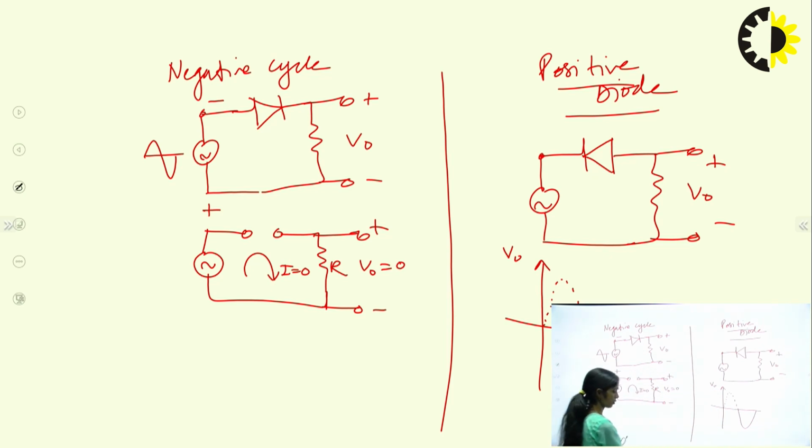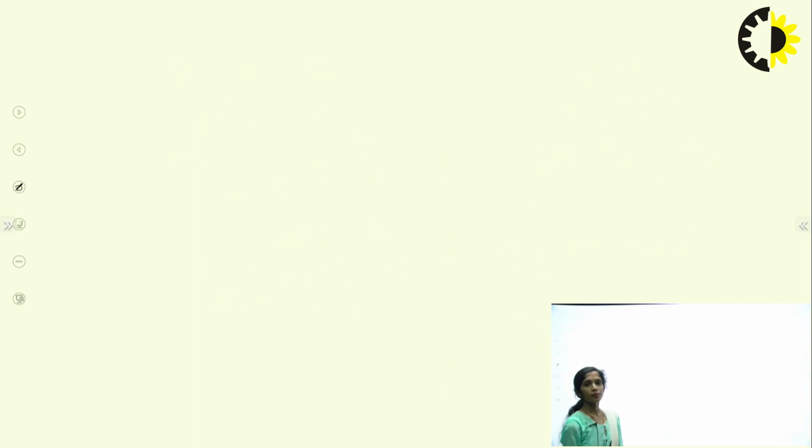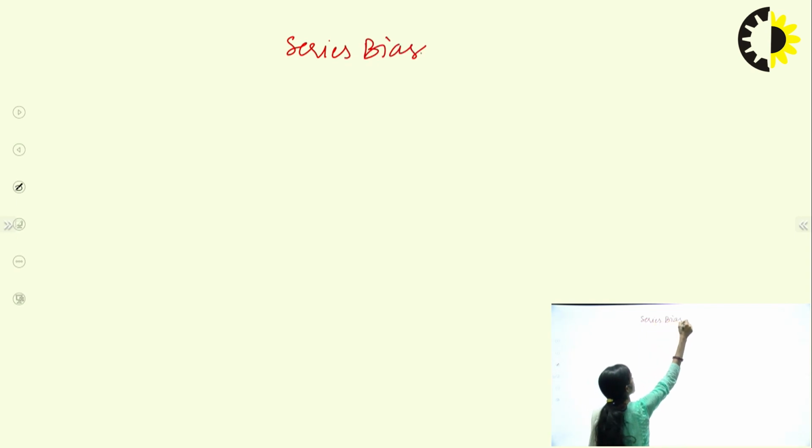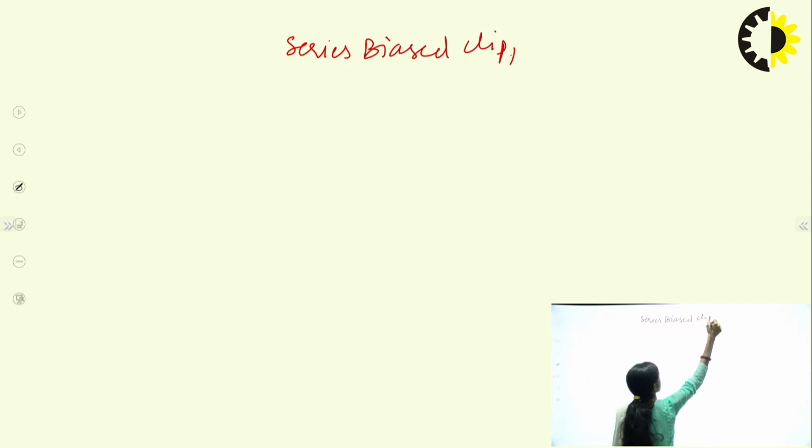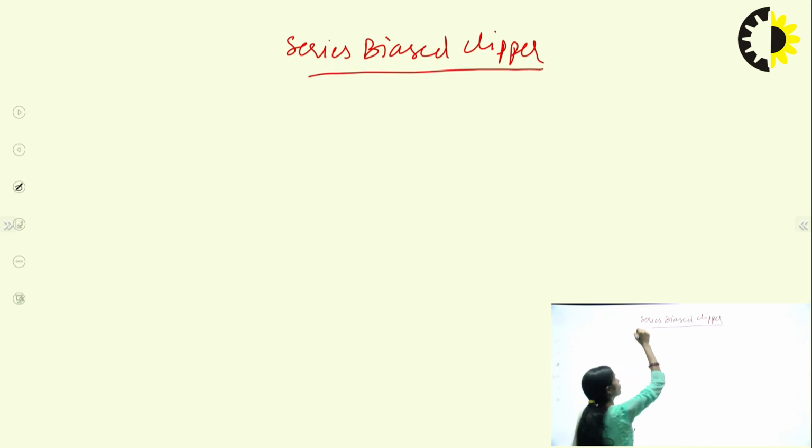Now next we are going to talk about the series biased clipper. In this case, we are going to add a DC battery so that the signal can be clipped off at any level, as we talked about earlier. So if we want to clip the signal at any point, we can use a different circuit.